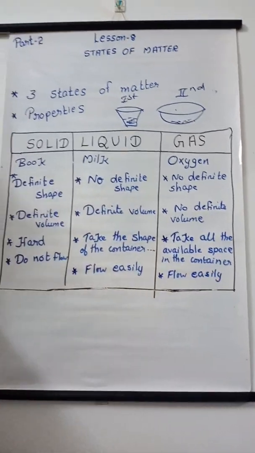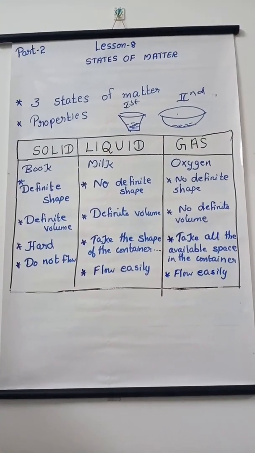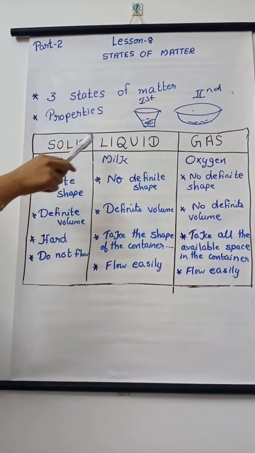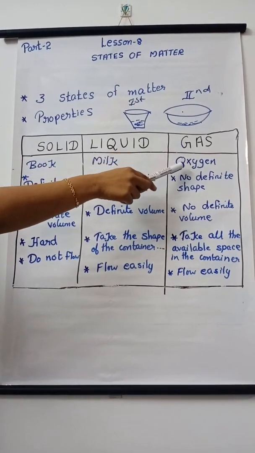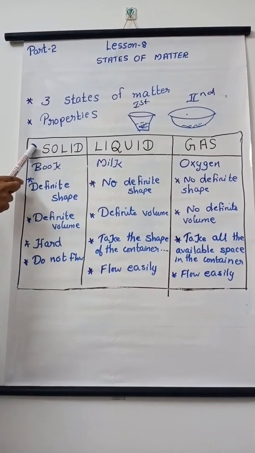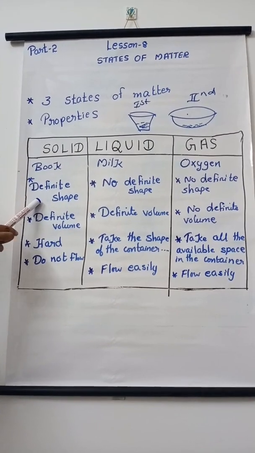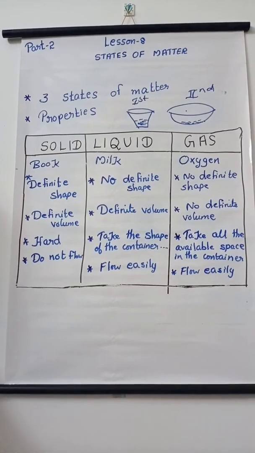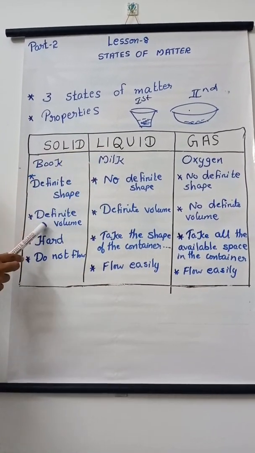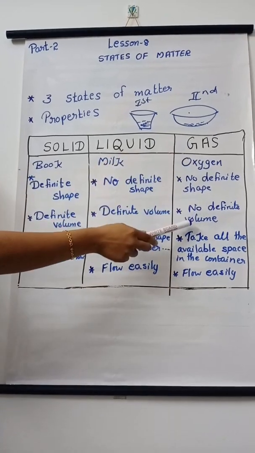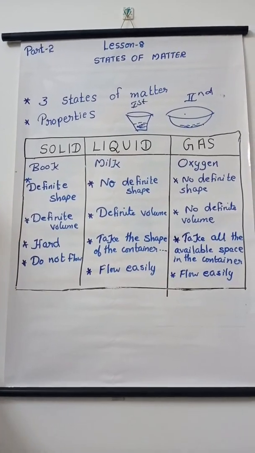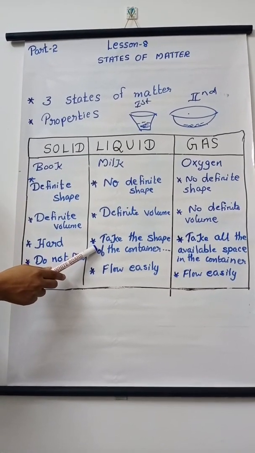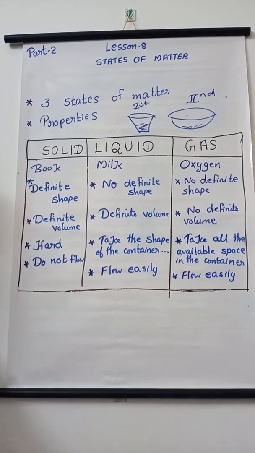So these are the properties of solids, liquids and gases. So one example for solid is book, example for liquid is milk, and example for gas is oxygen. We have learned that solid has definite shape, liquid do not have definite shape, and gases do not have definite shape. For solids and liquids, they have definite volume, but gases do not have definite volume. Solids are hard, liquids take the shape of the container in which it is kept, and gases take all the available space in the container.